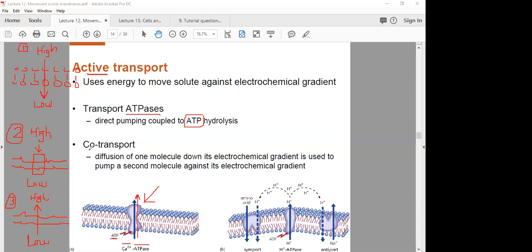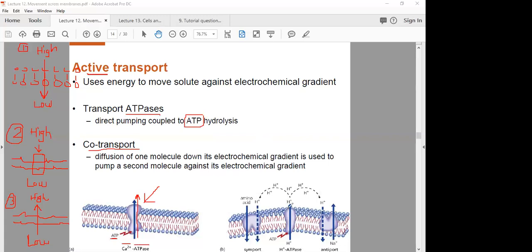So that's one type. Another type of active transport mechanism that's commonly used is called co-transport. This involves the diffusion, so just the passive diffusion of one molecule down its electrochemical gradient, and that passive diffusion is used to actively pump a second molecule against its electrochemical gradient. So let's look at this process here on the right, and this system that we're looking at is very commonly employed in plants. And we'll look at another system that's used in animals in just a minute.